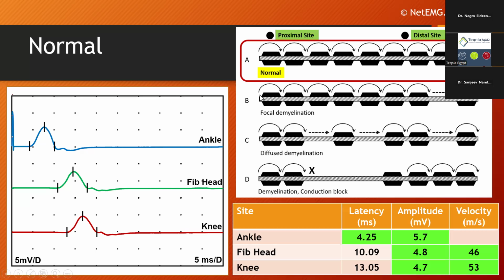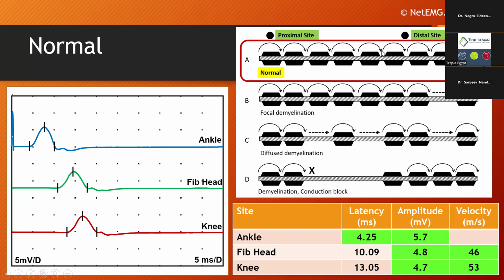So now let's look at the patterns of abnormalities that one can see on nerve conduction studies. So let's begin with a model of a simple or a normal nerve conduction study. On the right-hand side, you can see the sketch where I have drawn the axon with the node of Ranvier on the side. So here is the axon. This is the myelin. This is the node of Ranvier.